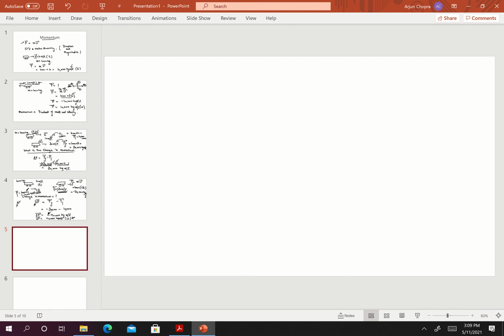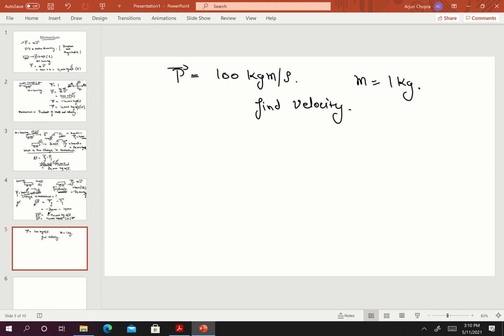Now let's move into another question. Let's say you are given that the momentum is, I'm gonna keep a very simple number, let's say the momentum is 100 kg meters per second, and the mass of the object given to me is 1 kg, and I've been asked to find the velocity. Find velocity. And this is given to me in east direction.